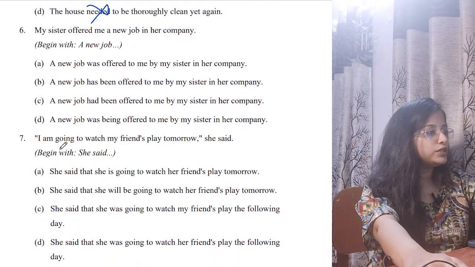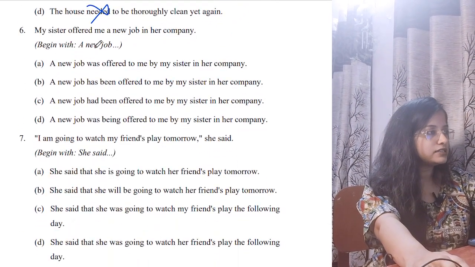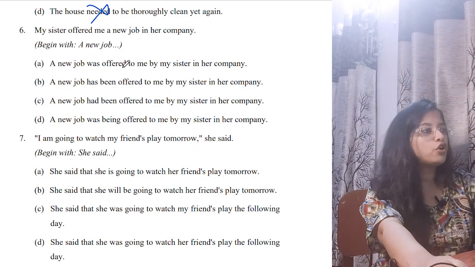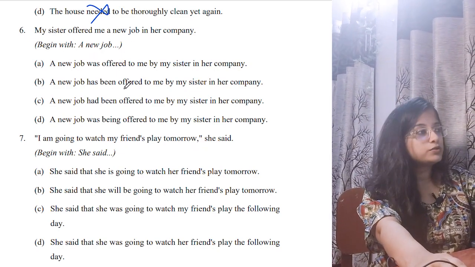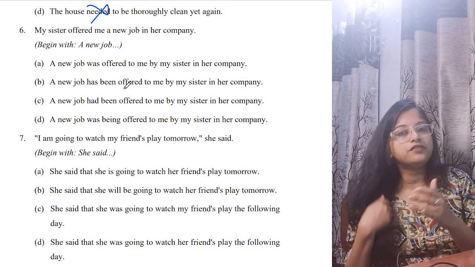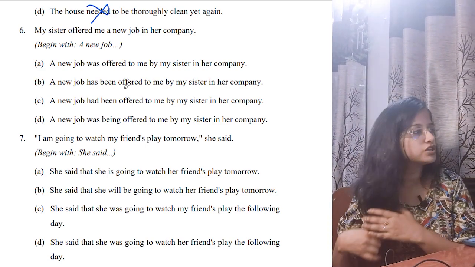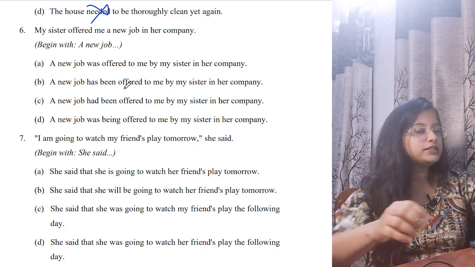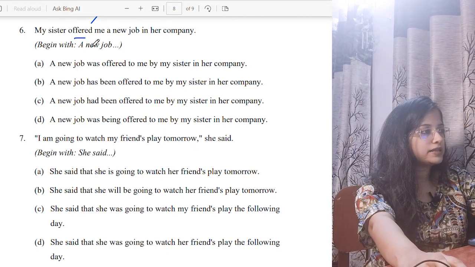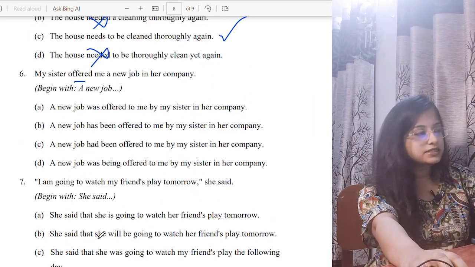Next we will move to the 6th, 7th and 8th one. Number 6. My sister offered me a new job in her company. A new job. So again we see this is being converted to speech change or voice change. A new job was offered to me. See the tense first, offered. So past tense. So we have to keep it in the past tense only.